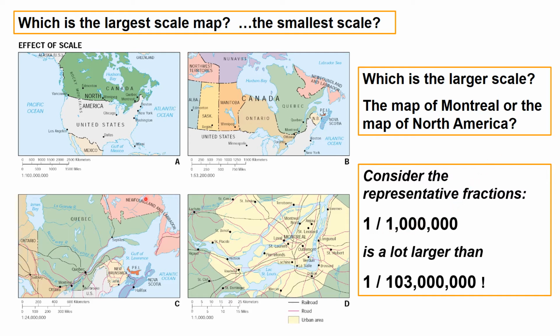Now let's look at the RF of this map when it was drawn. It was 1 over 1 million. Now 1 over 1 million, that's a tiny number, but it's a lot larger than 1 over 103 million. All right, so we'll say this one is the smaller scale. This one is the larger scale.